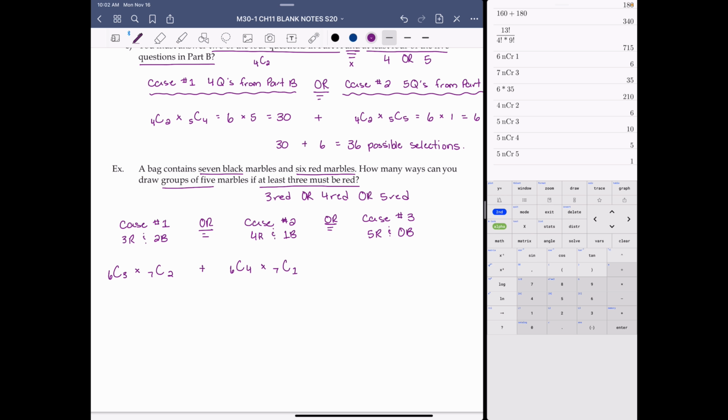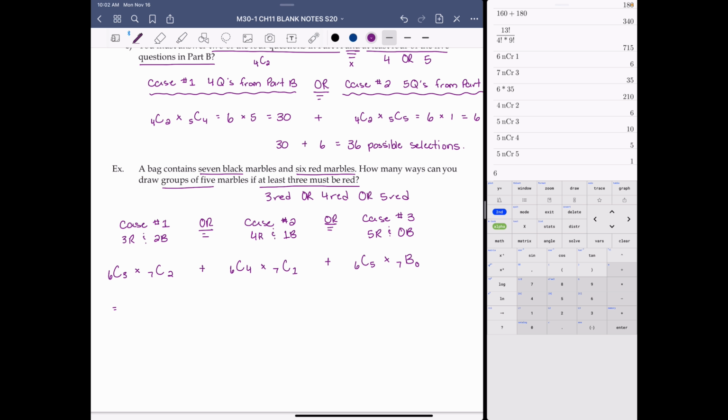Or is plus. Case number 3, 5 red, so we have 6 red total. We are choosing 5, and is times. We have 7 black and we are choosing 0 of them. Then we can calculate.